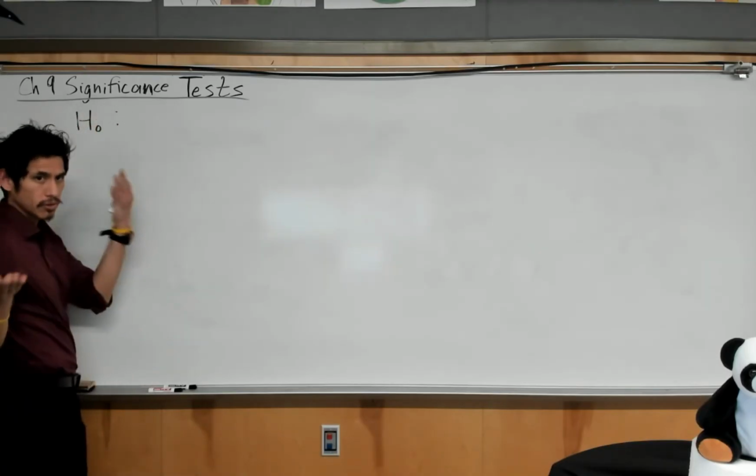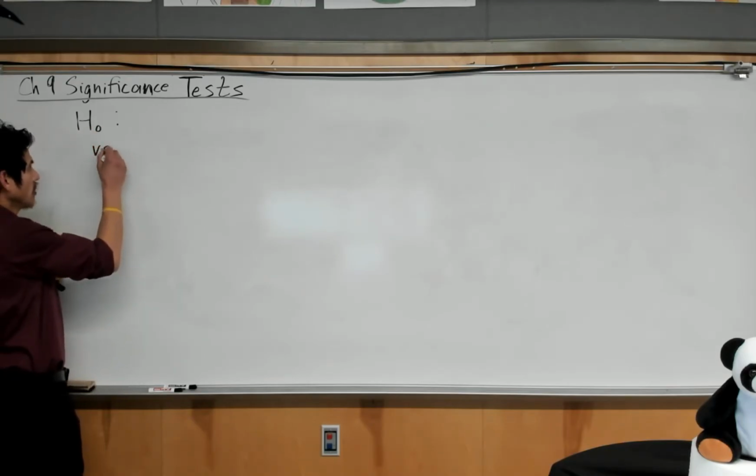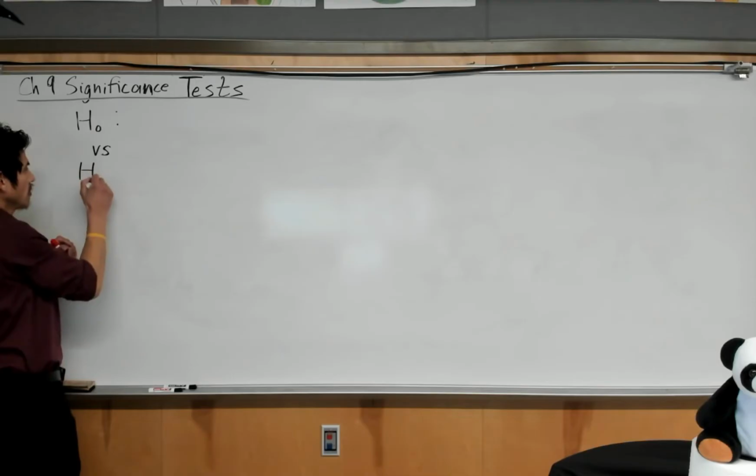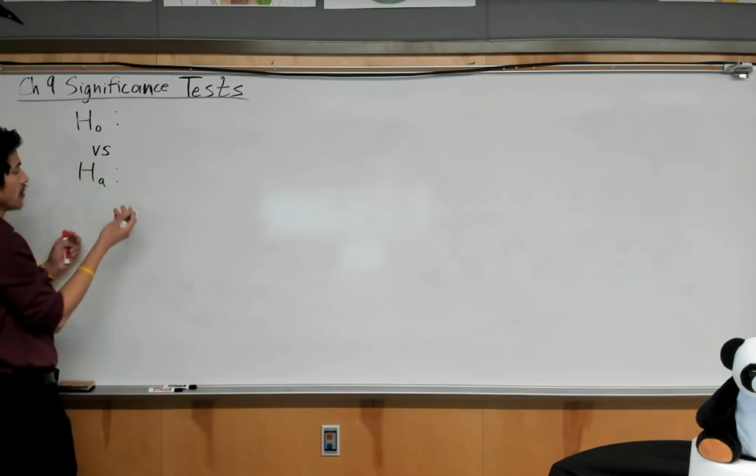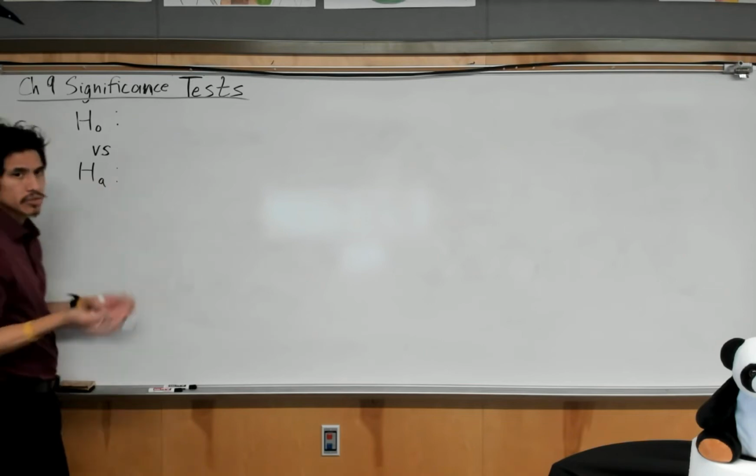So significance tests all start with your H0, your null hypothesis, H0. And the H0 is always against your HA, your alternative hypothesis, HA. So let's go over an example.